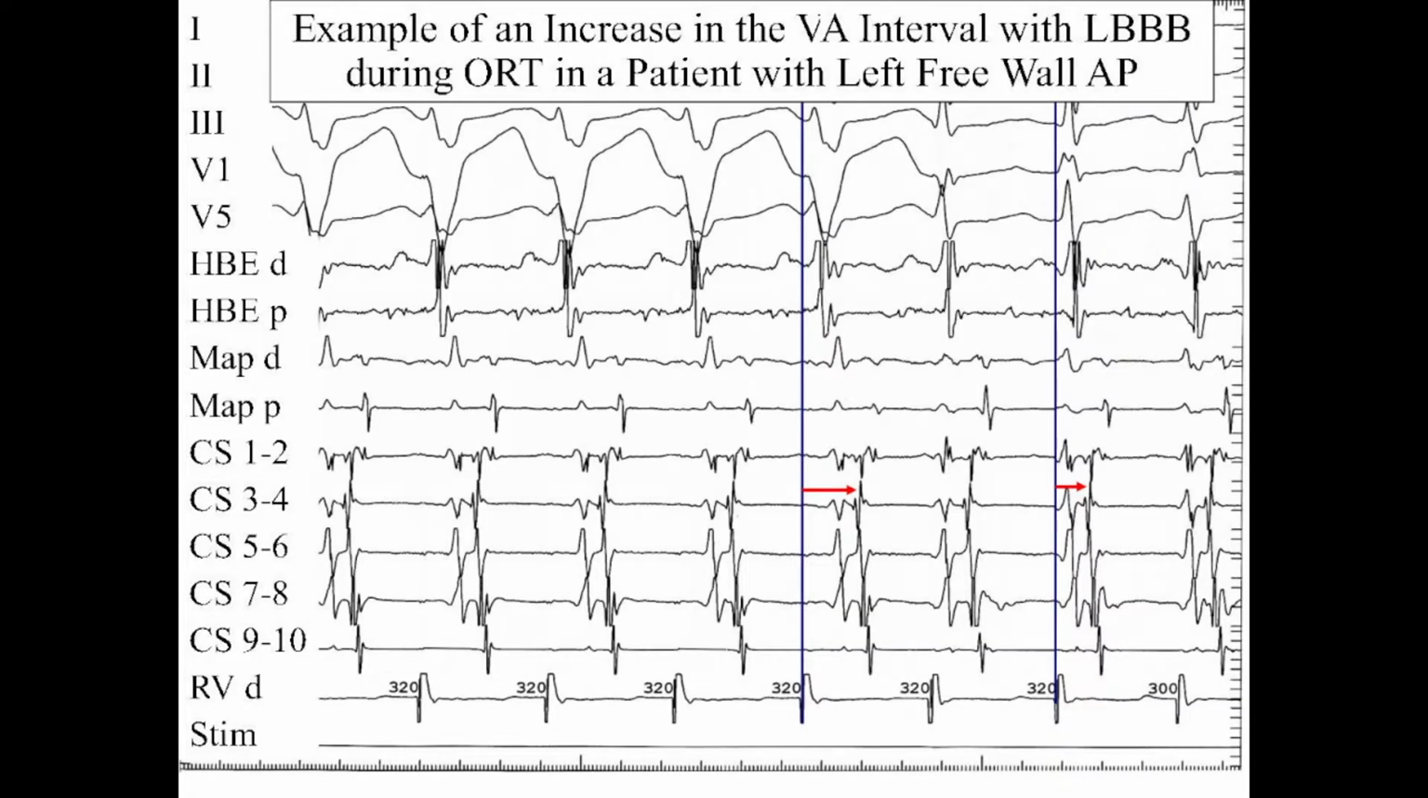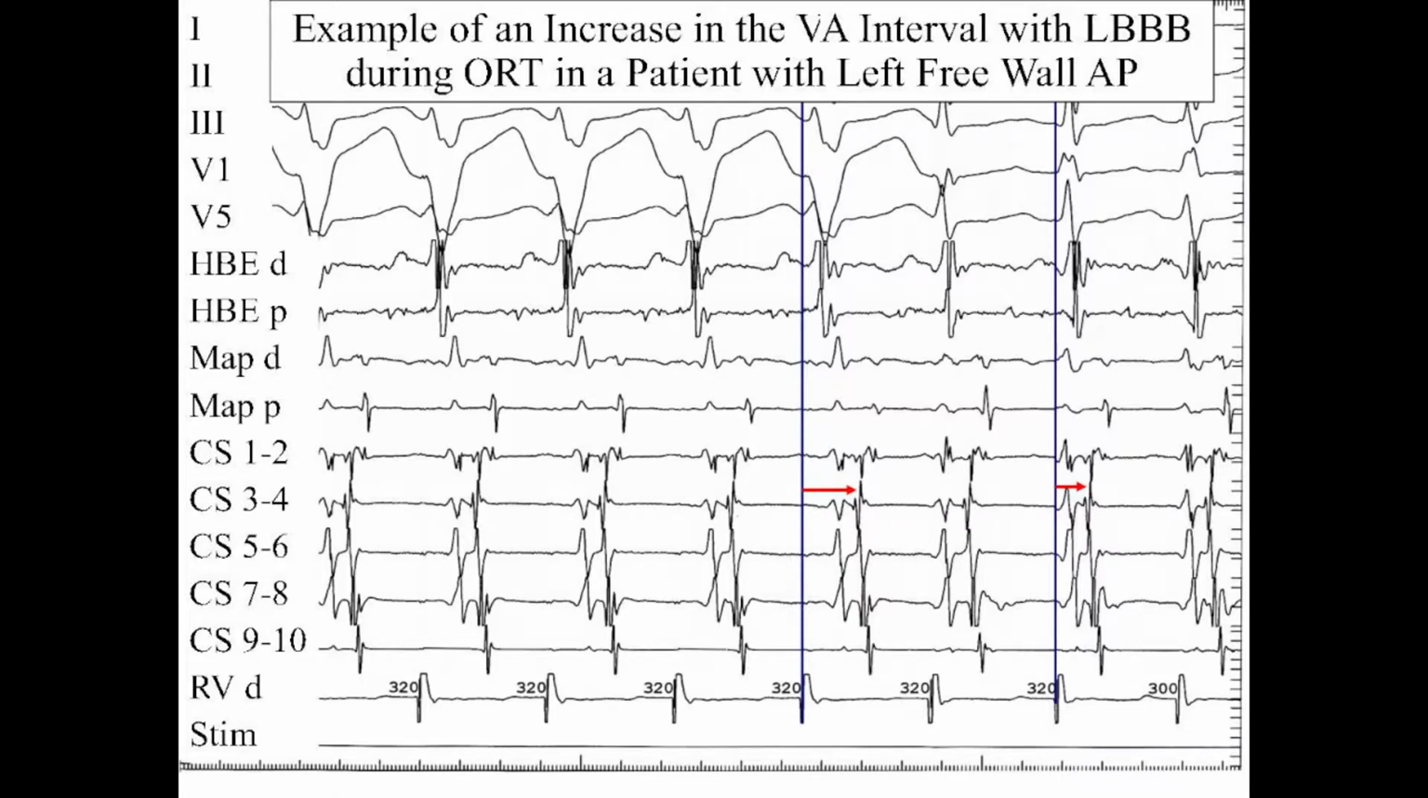So again, remember that this is a nice example of a patient with a wide followed by a narrow complex tachycardia. These are the surface EKGs, His bundle, CS, and RV. And you can tell that with a left bundle branch block, the VA time gets longer compared to when there's no bundle branch block, and that's, as you all know, consistent with an ipsilateral accessory pathway and AV reentry.